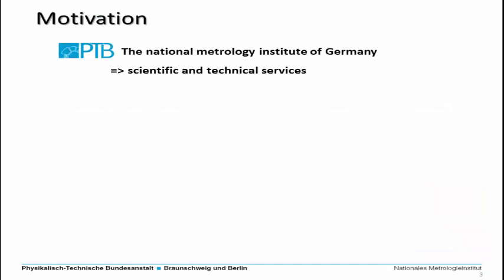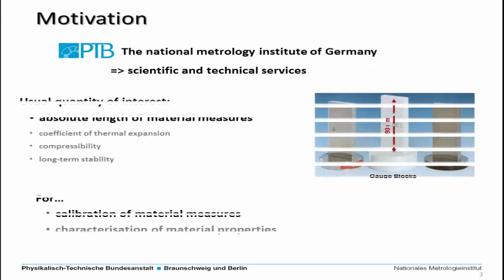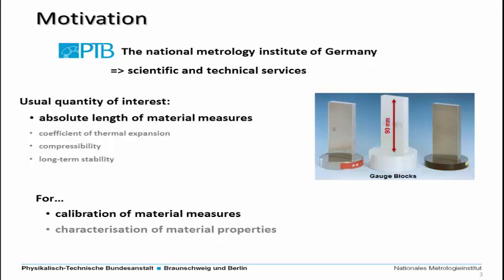So first of all, what is the motivation for us? Well, as I told you, we are the National Metrology Institute of Germany, and one of our legal duties is the dissemination of the basic unit of length, the meter, and that means that we are providing scientific and technical services in this area. And in our department we are applying interferometry for the determination of the absolute length of material measures. For instance, you see here these gauge blocks which are used for length comparisons or calibration in industry.